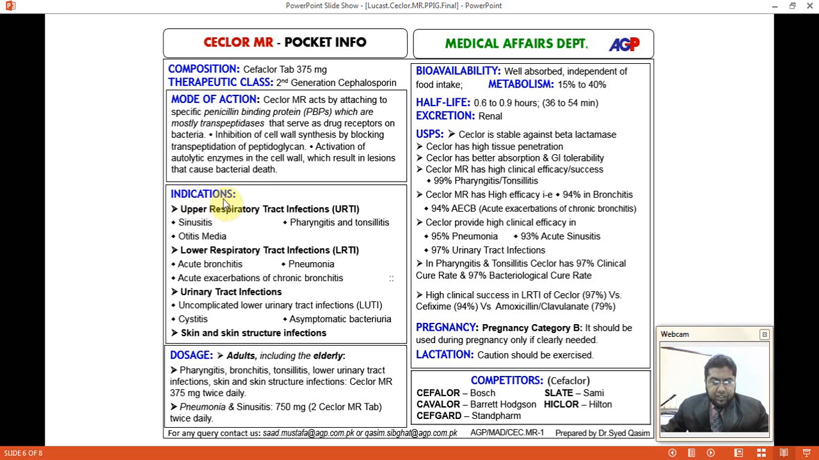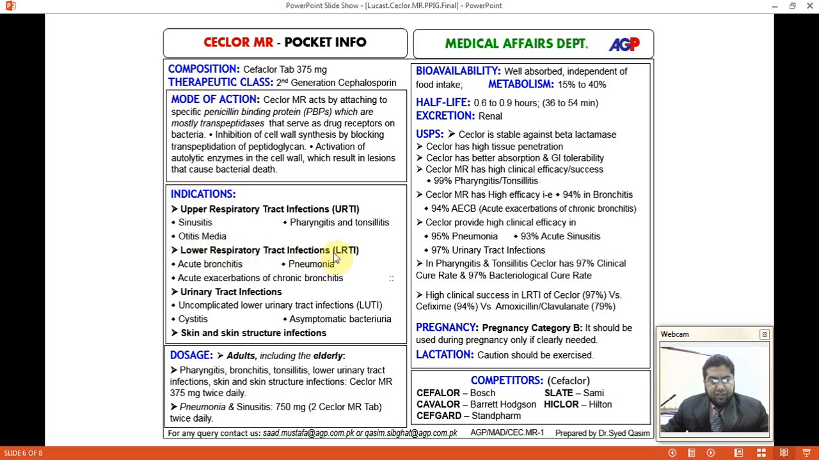Now come to the indications of Ceclor-MR. Upper respiratory tract infection, sinusitis. This is the inflammation. It means that inflammation of sinus. Pharyngitis and tonsillitis. It is the inflammation of pharynx and tonsils. And otitis media. It is the inflammation of the middle part of the ear.